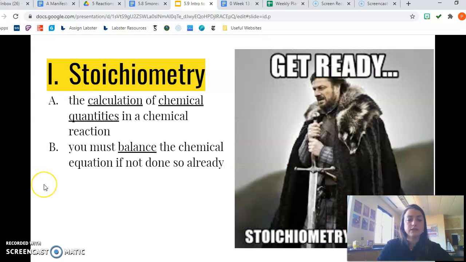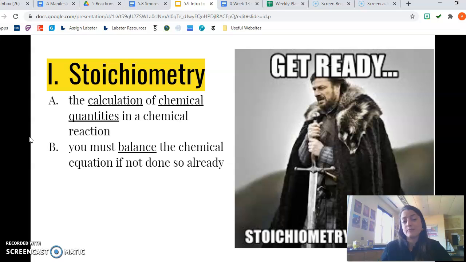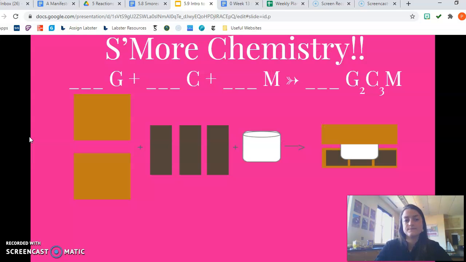Stoichiometry in general is just the calculation of chemical quantities in a chemical reaction. You're figuring out how much of each different thing you have in order to be able to use the chemical equation in a chemical reaction. But the important thing with stoichiometry is that you have to balance the chemical equation first. If you don't do that, you could get lucky. If all of your coefficients happen to be 1, stoichiometry would still work, but that's rare, and so usually stoichiometry will not work for you unless you balance your equation first.